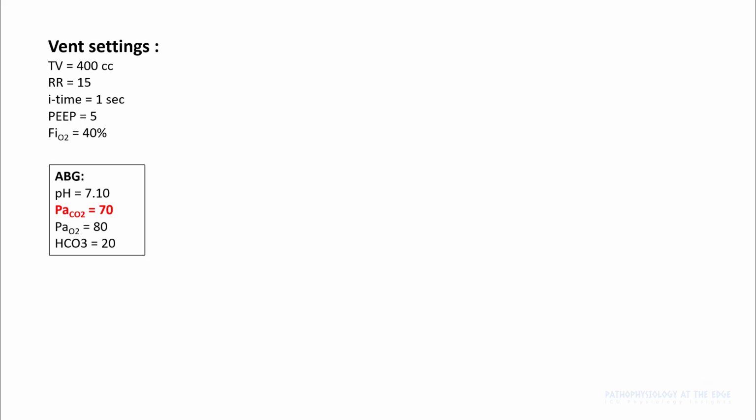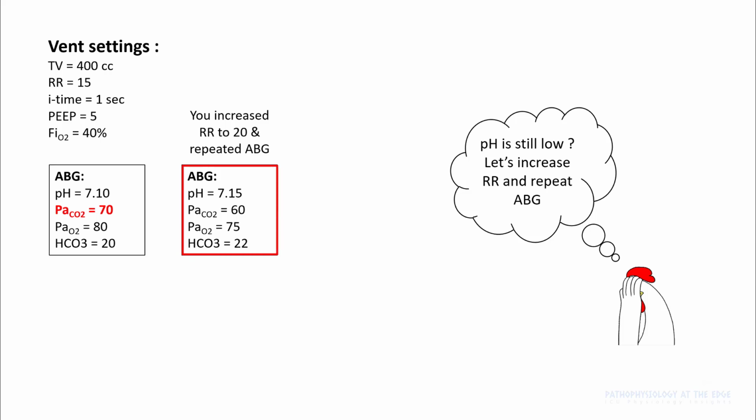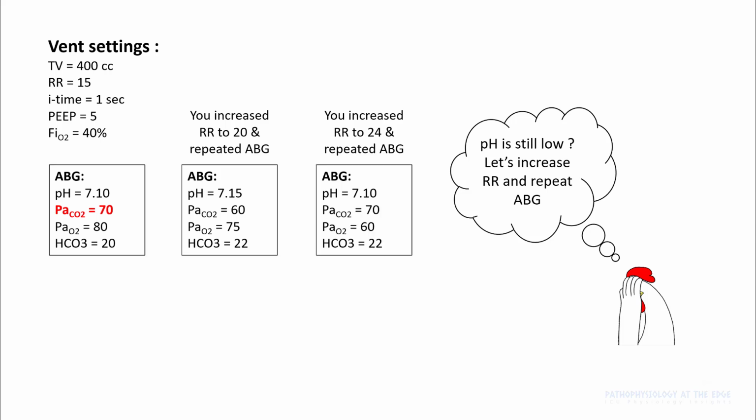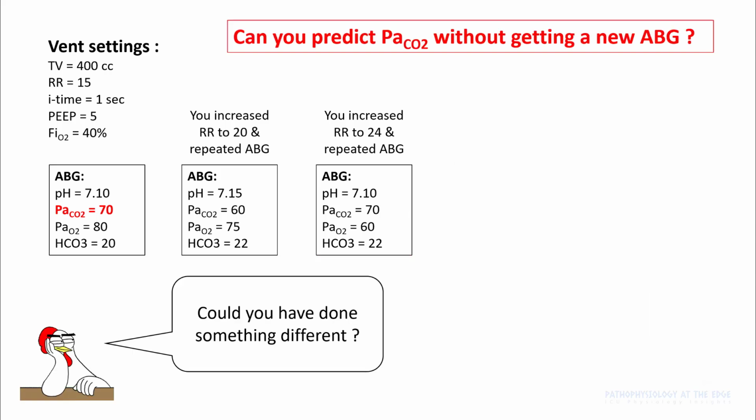You just placed your patient on a ventilator and got an ABG. pH is 7.1, PaCO2 is 70. You go ahead and increase the respiratory rate to 20 and repeat an ABG, and your pH improved to 7.15, PaCO2 is now 60. Since the pH is still low, you increase the respiratory rate further and repeat another ABG and get a pH of 7.1, PaCO2 of 70.